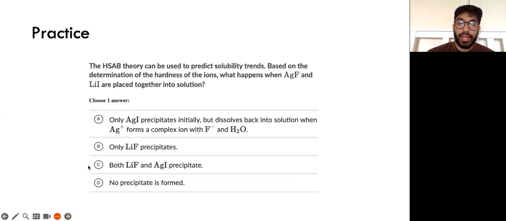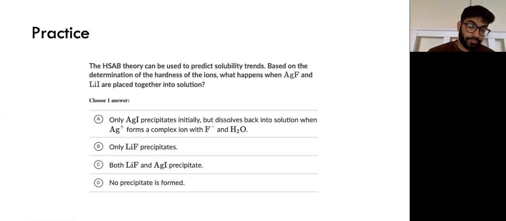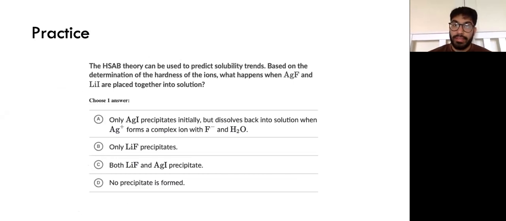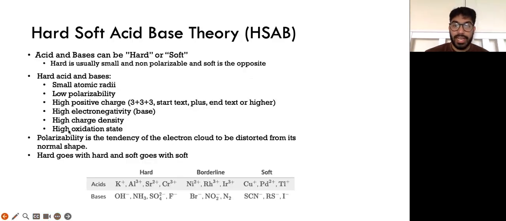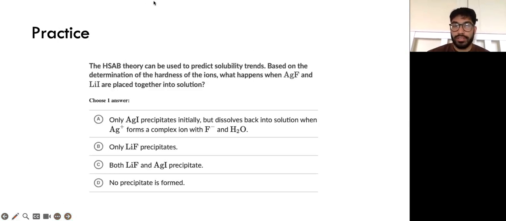Okay. Now, we'll do some practice. I'll give you guys a couple of minutes to think about this and go over the slide. Hard acid and base theory can be used to predict solubility trends based on the hardness of the ions. What happens when AgF and LiI, lithium iodide, are placed together in solution? I'll go back to the slide, which talks about it a little more. Let me know when you guys are done, and I'll check in in about 5 minutes. Here's the slide, and here's the question.